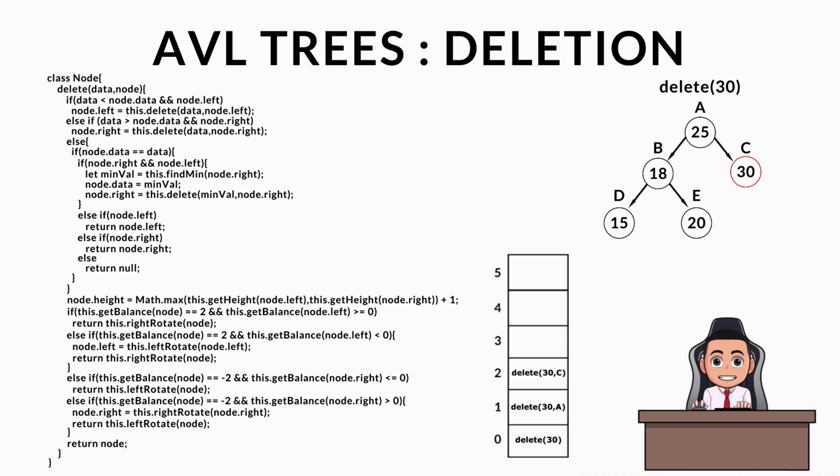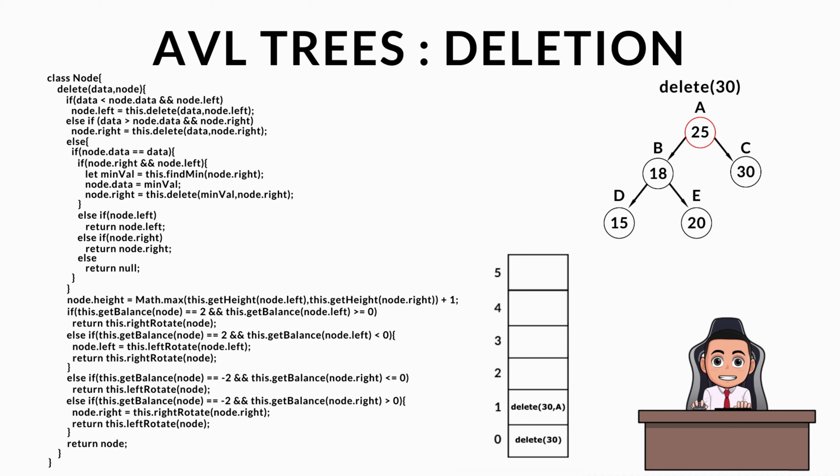Executing our delete method, is the data less than the data of the node we're currently at? This fails. Is the data greater than the data of the node we're currently at? This also fails. Is the data equal to the data of the node we're currently at? This is true. So we found a node to delete. So does this node have 2 children? No, it doesn't. Does this node only have a left child? No, it doesn't. Does this node only have a right child? No, it doesn't. So that means this node has no children. So we could just go ahead and return null. And since this delete method has now finished executing, we could pop this off the stack.